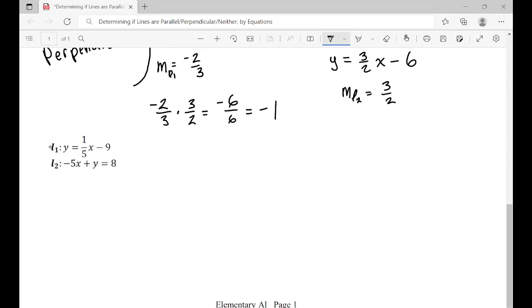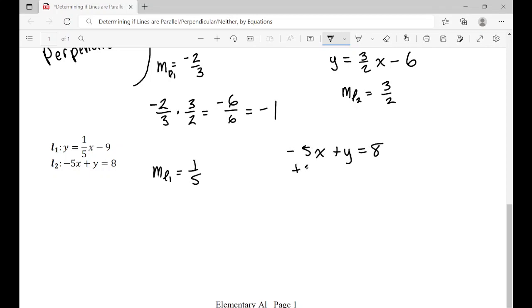Finally, I have line 1 given by the equation y equals 1/5 x minus 9, and line 2 given by the equation -5x plus y equals 8. The first one is already in y equals mx plus b, so I know that my slope for the first line is positive 1/5. Second line, not so lucky, but it shouldn't take too much work to get into the correct form.